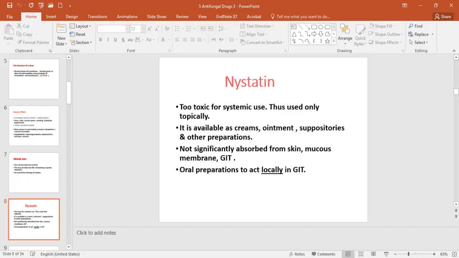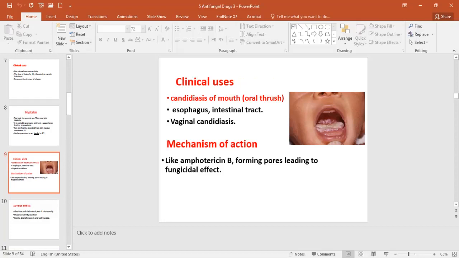نجينا الآن للنستاتين, very commonly used drug. It's too toxic for systemic use, thus used only topically. It's available as creams, ointments, suppositories, and other preparations. It's not significantly absorbed from skin, mucous membranes, or GIT, and the oral preparations act locally in the GIT. أيضا استعمال موضعي, حتى إذا أعطيته عن طريق الفم هو الاستعمال موضعي GIT infections.